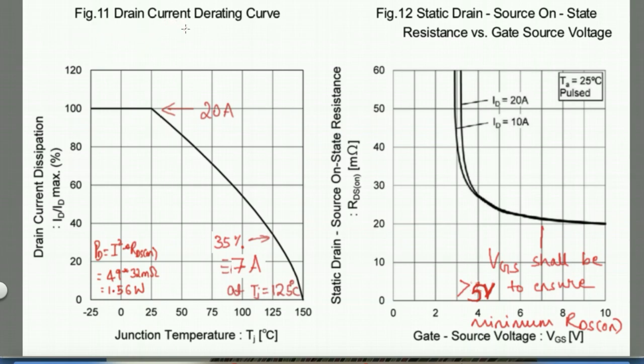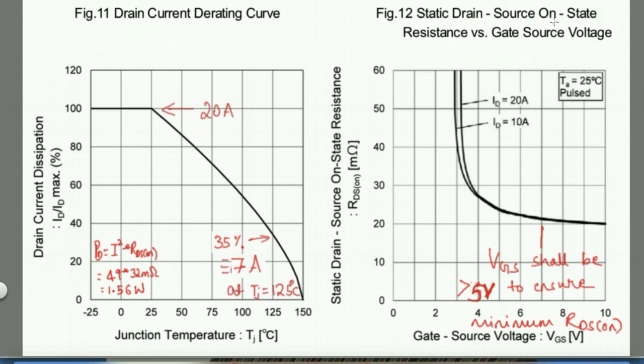Figure 11 provides the drain current derating curve. At junction temperature of 25 degrees Celsius, the rated drain current is 20 amps. At junction temperature of 125 degrees Celsius, the rated drain current is 7 amps. A 7 amps drain current will lead to a power dissipation of 1.656 watt. As we noted earlier, at junction temperature of 125 degrees Celsius, the allowed power was 4 watt, but when it comes to dissipating the power through I squared RDS(on), I mean the conduction losses, it is significantly lesser than the 4 watt, so it is only at 1.56 watt.